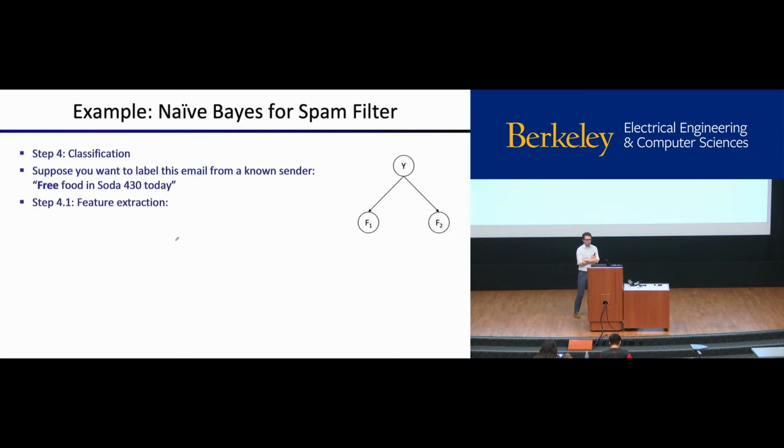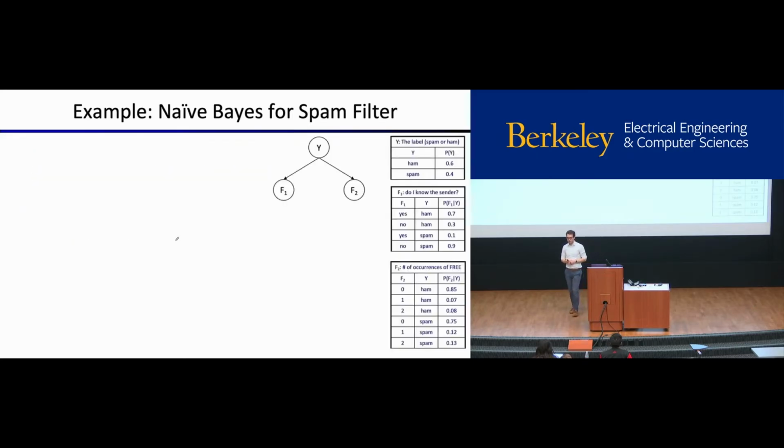So step 4.1 is we're going to do feature extraction on this email, okay? So we have two features. Those are the only two features for this particular problem. Yes, it's a known sender, and there's one occurrence of free, okay? So those are our two features. Yes, we know who sent it, and one occurrence of free. Those are our features.